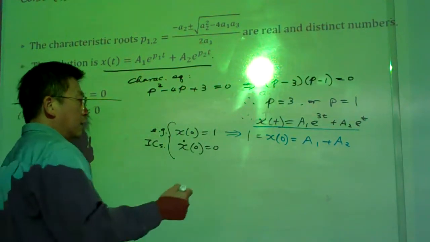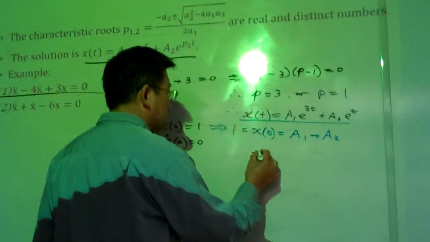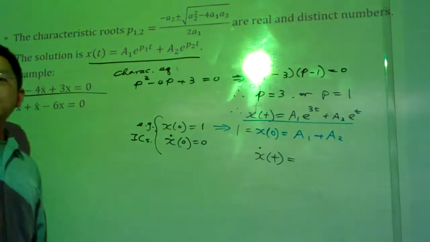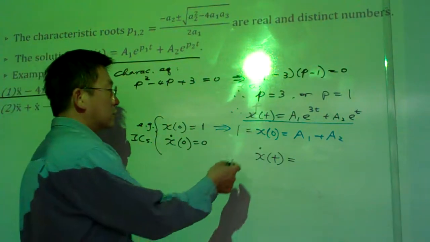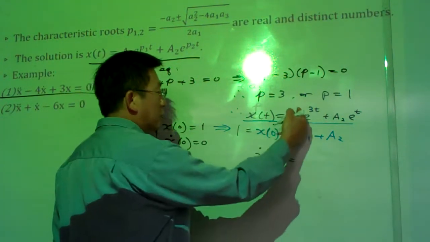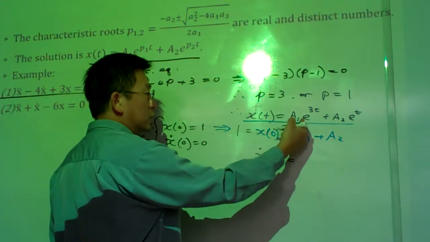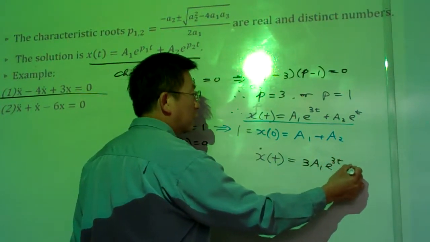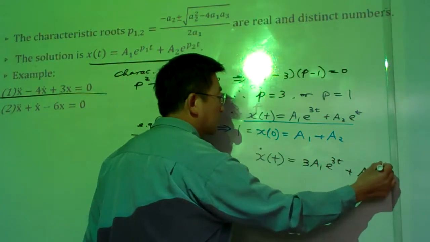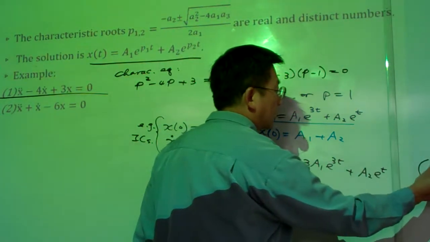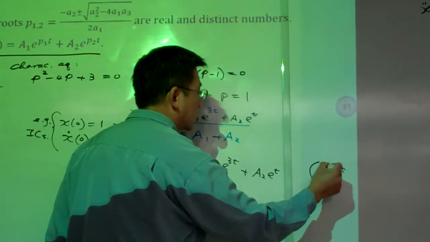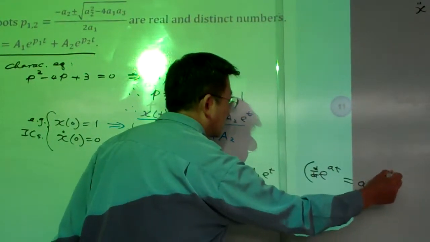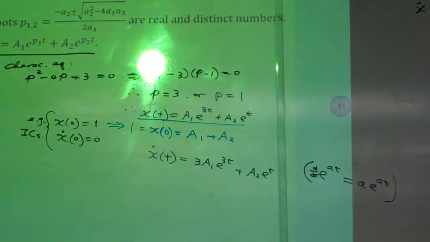Okay, and again, we can calculate x dot of t. This one would need a little bit of chain rule calculation. So we simply take the derivative. That is 3a1 e^(3t) plus a2 e^t, right? If you remember, the derivative of the exponent e^(at) with respect to time equals a times e^(at). We simply take this formula to here.